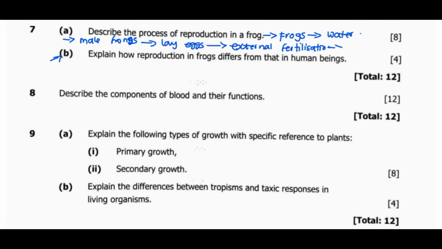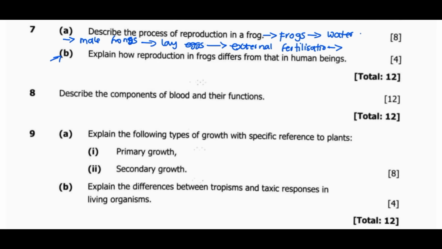So if you are asked to explain or define external fertilization, we are just saying it is the type of fertilization that takes place outside the body of the female. Usually it occurs in water. So we are saying this is external fertilization, and it takes place in the water outside the female's body.